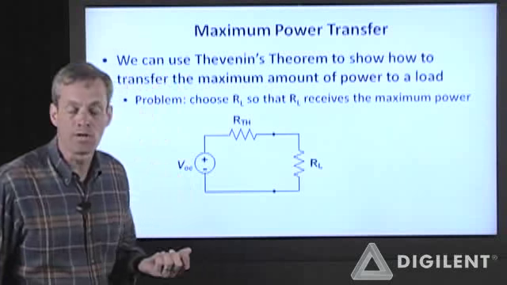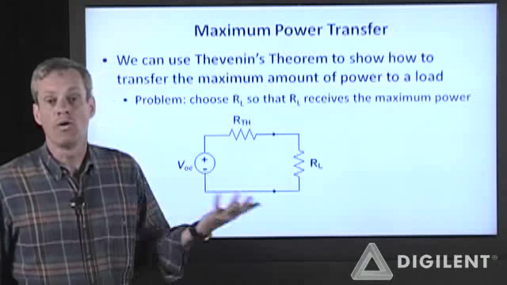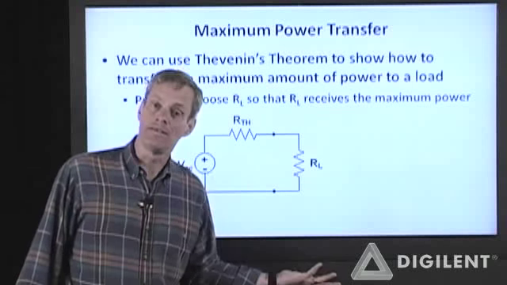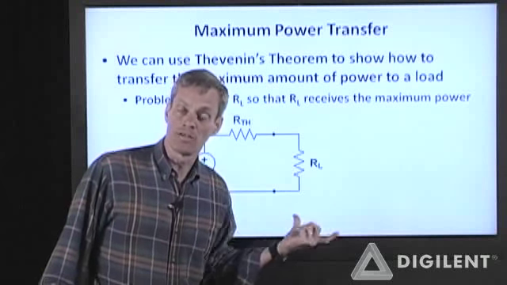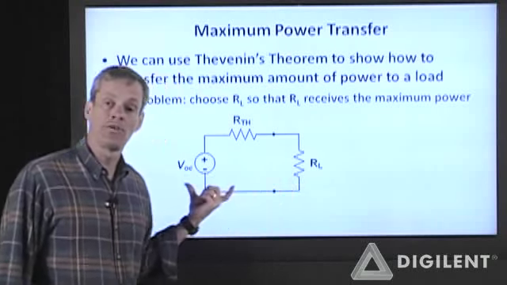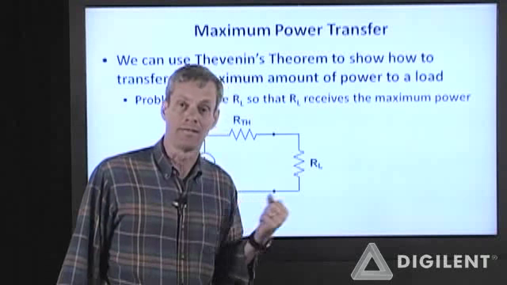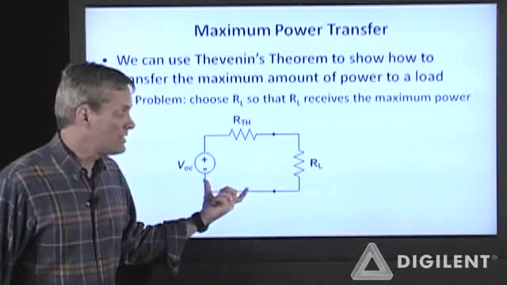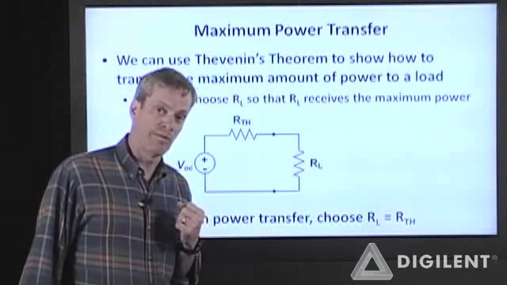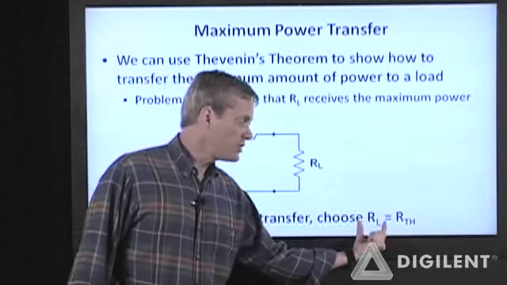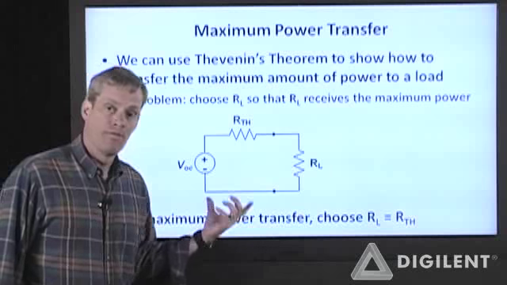For example, in a stereo system, you want to give your speakers as much power as you possibly can. You don't want to dissipate your power in the form of heat in your amplifier. So you're going to choose your speaker resistance or impedance such that your amplifier can give those speakers the maximum power that they can receive. It turns out that Thevenin's theorem will tell us that in order to transfer the maximum amount of power to this load, just choose your load resistance to be the Thevenin resistance. Then you're done.